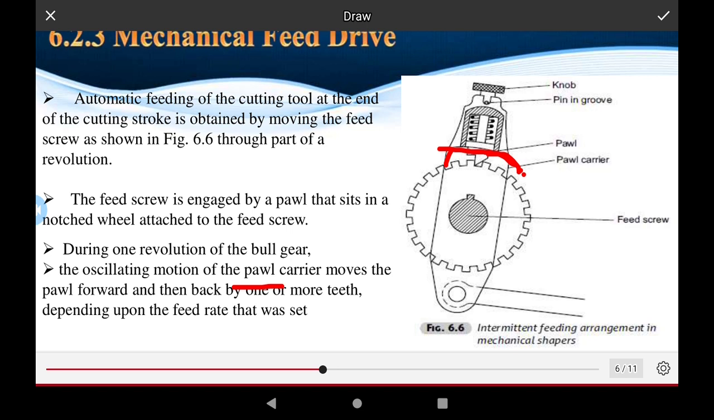This is the forward motion, which is the working motion. And second is the return, which is the non-working motion. The movement for the teeth depends on the feed rate that was set, and the gear also moves according to the tool feed rate. For the tool speed, which is high, the gear moves very fast.